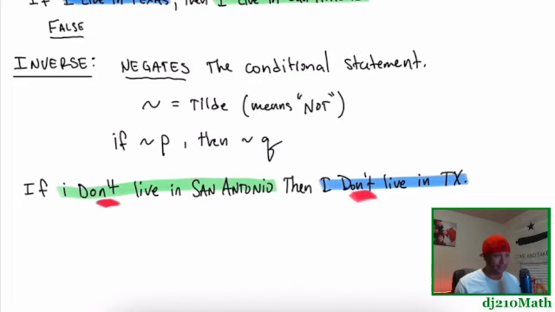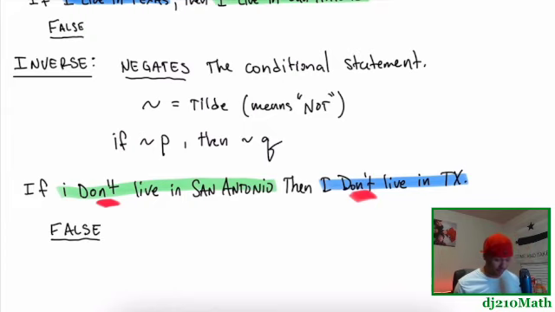That's not necessarily true, because if you don't live in San Antonio, you could live in either Houston, Dallas, El Paso, Lubbock, some other town that's definitely in Texas. So this particular one is false.